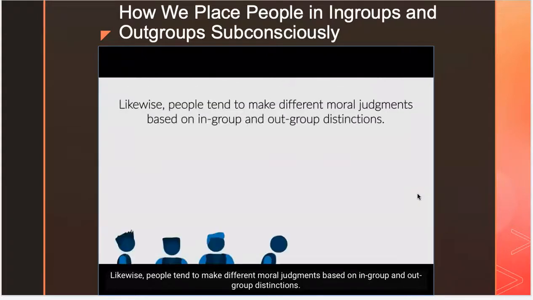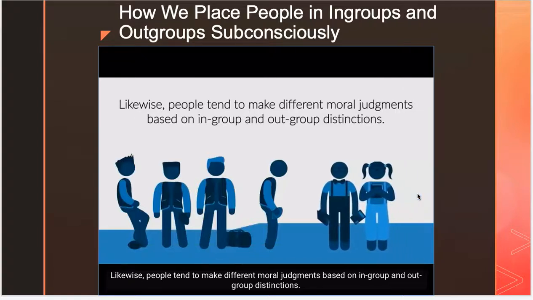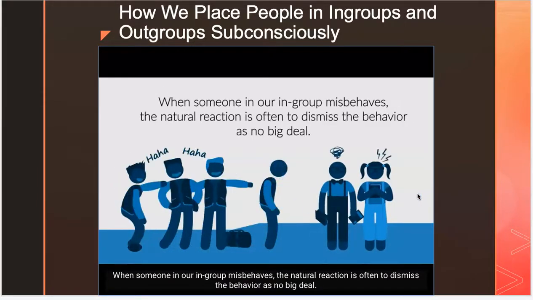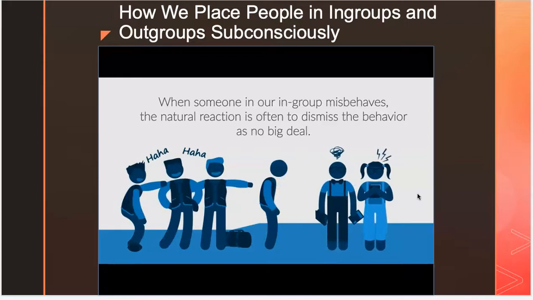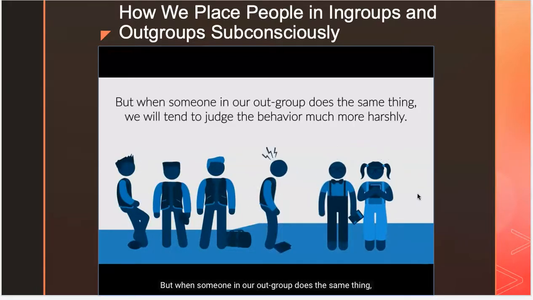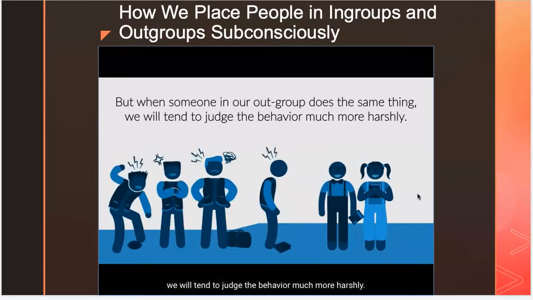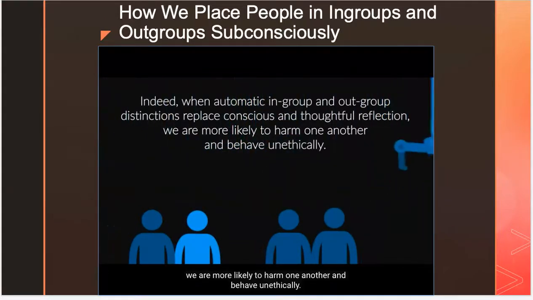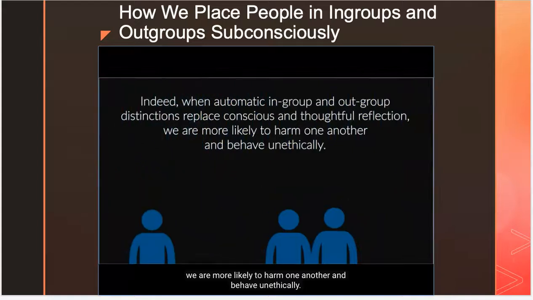Likewise, people tend to make different moral judgments based on in-group and out-group distinctions. When someone in our in-group misbehaves, the natural reaction is often to dismiss the behavior as no big deal. But when someone in our out-group does the same thing, we will tend to judge the behavior much more harshly. Indeed, when automatic in-group and out-group distinctions replace conscious and thoughtful reflection, we are more likely to harm one another and behave unethically.